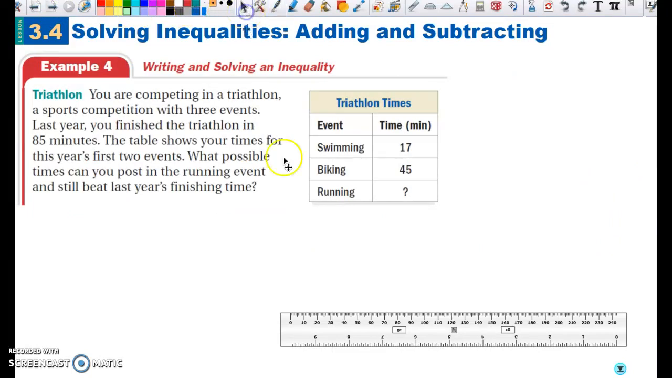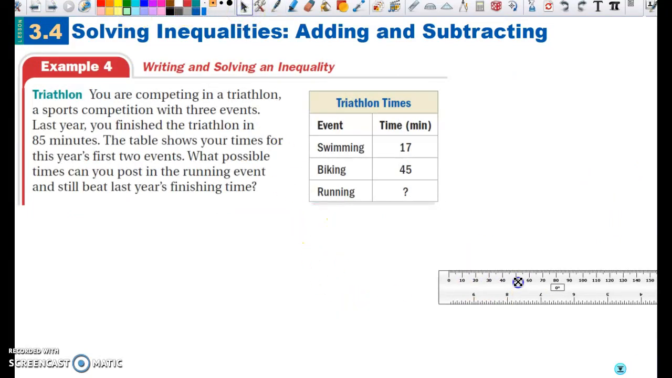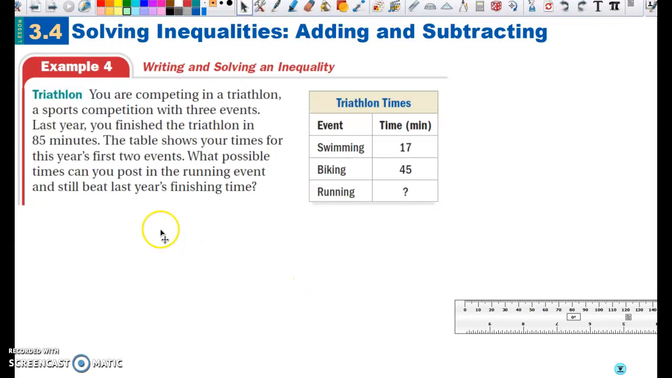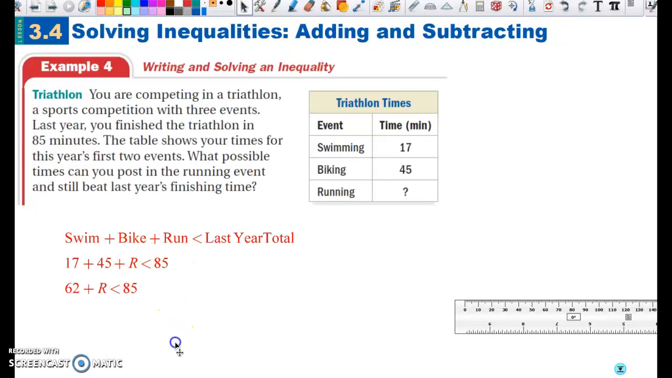Okay, our last example, and again, I'm going to go through this quick. You're going to have to rewind and pause this. I only have about 1 minute left in my recording. Just know that in a triathlon, you want your swim plus your bike time plus your run time to be less than last year's total. And you see that last year's total was 85 minutes. It says that you took 17 minutes to swim, 45 minutes to bike, and you want to know how long you can take running so that you still beat your time.